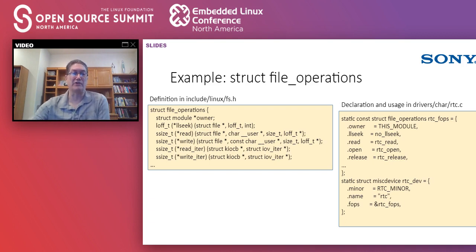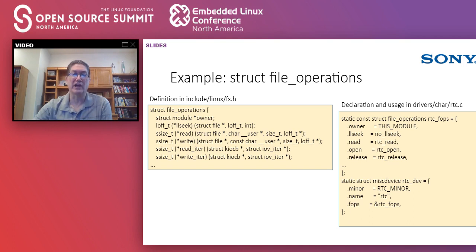Here's an example of how you would use those. The definition of struct file_operations is over in linux/fs.h. And you can see, for something that looks to the Linux kernel like it's a file, it has llseek, read, write, iter, and a whole bunch of other functions. But you don't have to use all of those. You don't have to declare all of those. And I'll talk about that in a second.